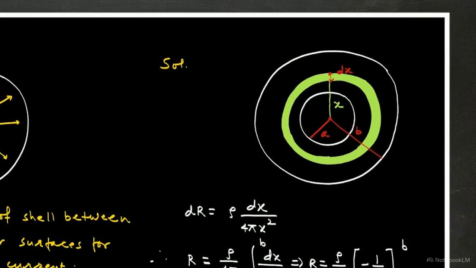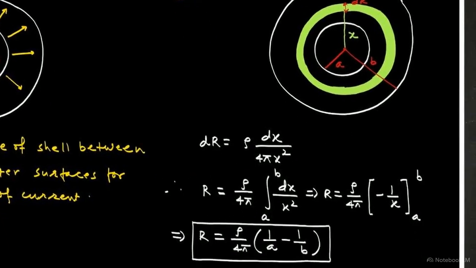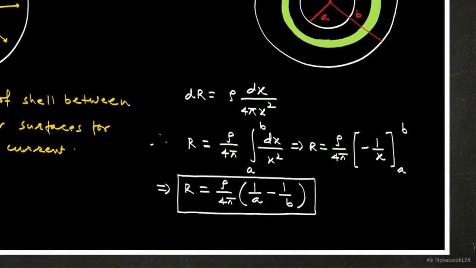We define the differential resistance of one infinitesimally thin shell as dr, with a thickness of dx at a distance x from the center. We set up the integral by replacing the area term with the surface area of a sphere, 4 pi x squared. This accurately represents the expanding surface the current flows through. We then integrate this expression from the inner radius a to the outer radius b.